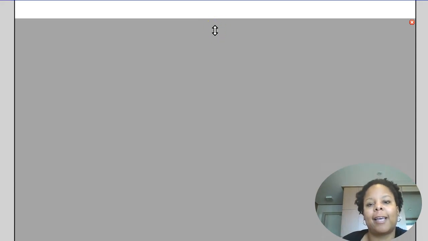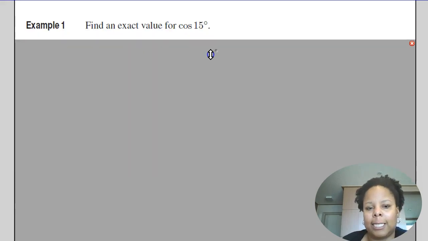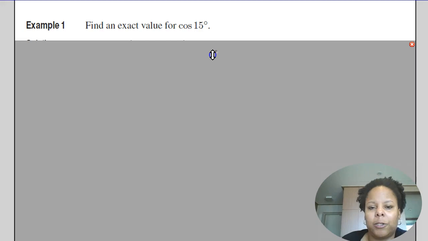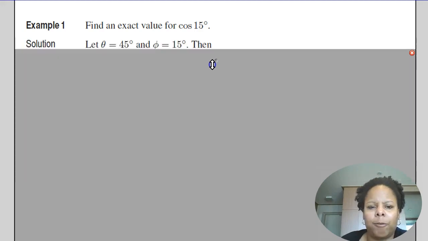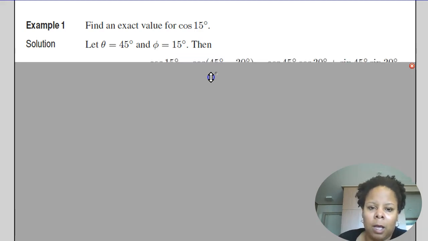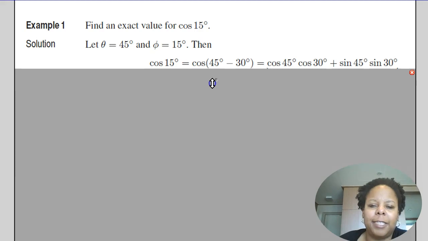Besides using the sum and difference formulas for proving identities, we can also use the sum and difference formulas for calculating cosine and sine values for angles that are not special right triangle angles. How can we do that? Let's look at an example. They say find the exact value for cosine of 15 degrees. So let one angle be 45 degrees. Let theta be 45 degrees and let phi be 15 degrees. Okay. So cosine of 15 degrees is the same thing as cosine of 45 minus 30 degrees, okay?